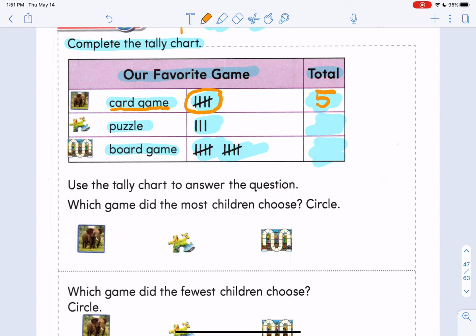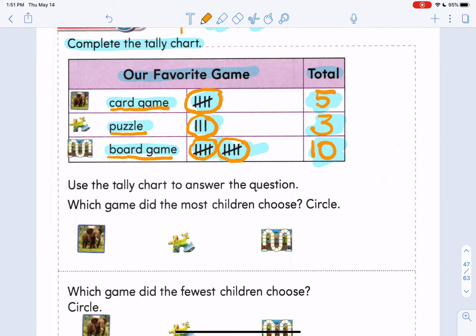Now, let's look at puzzle. There's puzzle. And count the tallies. How many marks do you see? 1, 2, 3. The last one is board game. And let's count. Oh, look at this. We just say 5. And then when we count by 5s, we go 5, 10. Remember counting by 5s?